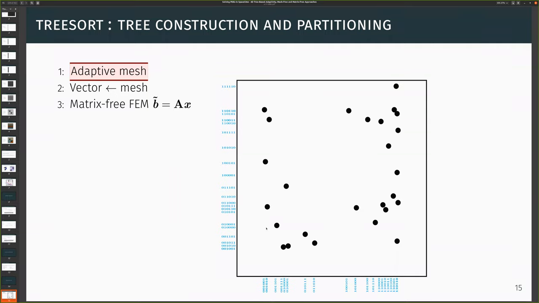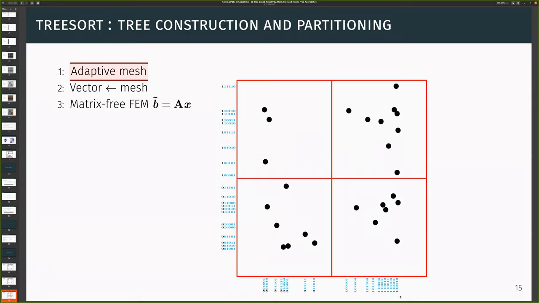So let's talk about how we perform the first step, the adaptive mesh generation. Basically we assume that this is our computational domain, and we have a set of grid points. Now we would like to generate an adaptive grid on these points. Let's say each element should contain only one of these points. So what we're going to do is an integer representation of these points, so we can look at the bits of each point. We're going to look at the most significant digit, which is highlighted. And by looking at this digit, we can group these points into each of these four elements.